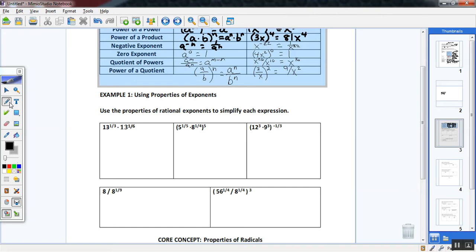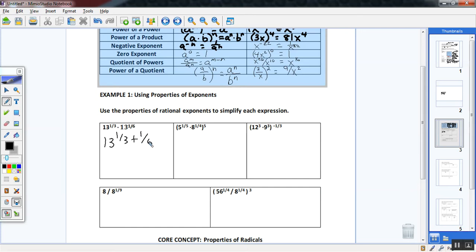All right. We go 13 to the third times 13 to the 1/6 here, kids. First of all, what's true of my bases? What are my bases here? The same. So what should I do with my exponents then? Add them up. So do you guys agree that this is going to be 13 to the 1/3 plus 1/6, right?